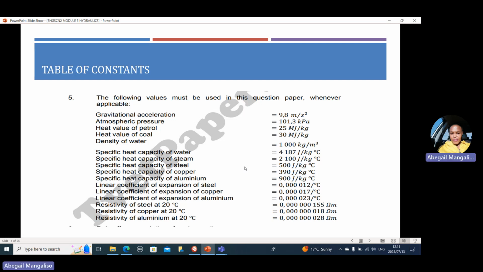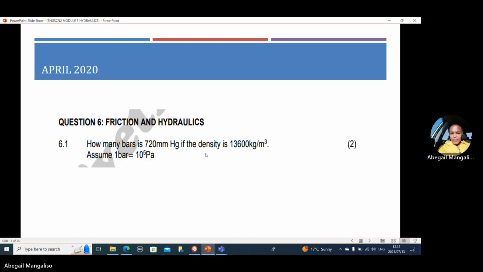This table will be given in exams. If you need the density and it's not given in the question, you come to the table and the density will be listed there. It's 1,000 kg per cubic meter for water. Now let's look at this. A pressure can also be measured in bars. It says how many bars is 720 millimeter Hg. Hg is the chemical symbol for mercury.